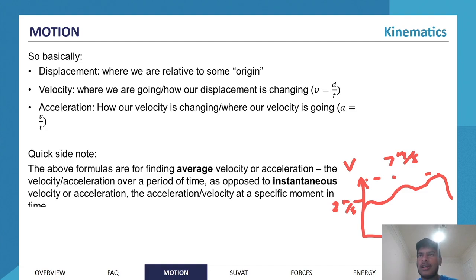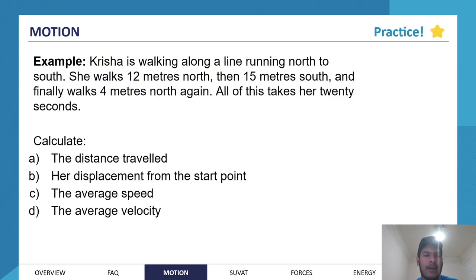Similarly for acceleration, it's the average acceleration that's given by this formula, not the instantaneous one. If you wanted to find the instantaneous one, that's where calculus comes in, and you want to find the instantaneous rate of change. But in this case, you can just deal with the average velocity and average acceleration.